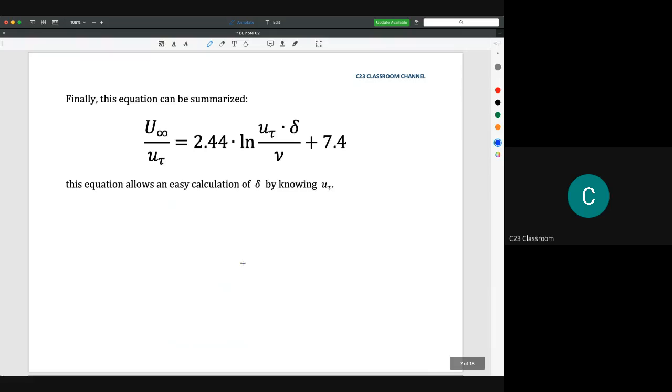And finally, for this equation, we could calculate the value of boundary layer thickness delta by using this equation. It is U over U tau equal 2.44 ln(U tau delta over nu) plus 7.4. So the idea is we could get the value of delta here, but we need to calculate the value of U tau early in our calculation. Here the value of nu is the kinematic viscosity. So please be careful. Do not assume this is the velocity V. This is the nu, the kinematic viscosity.